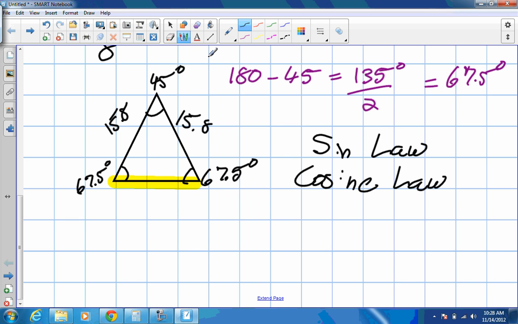1 angle, 2 sides. We can have 2 angles, 1 side. We can have 2 sides, 1 angle. But there's something specific about that information that has to be set up. One has to be a complete angle.